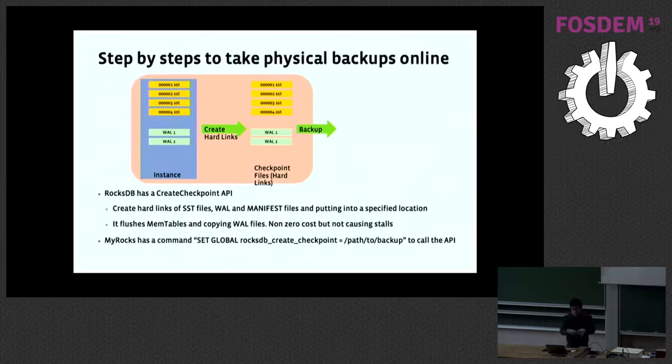Here are the steps to take a physical backup online. RocksDB has an API called create checkpoint. When using the checkpoint API, RocksDB internally creates hard links of the SST data files, the write-ahead log, which is a redo log, and the manifest, which is a kind of catalog database, the metadata files, and puts them in specified locations. After calling the checkpoint API, you can manually copy these SST, write-ahead log and manifest files somewhere. This is basically a physical backup.